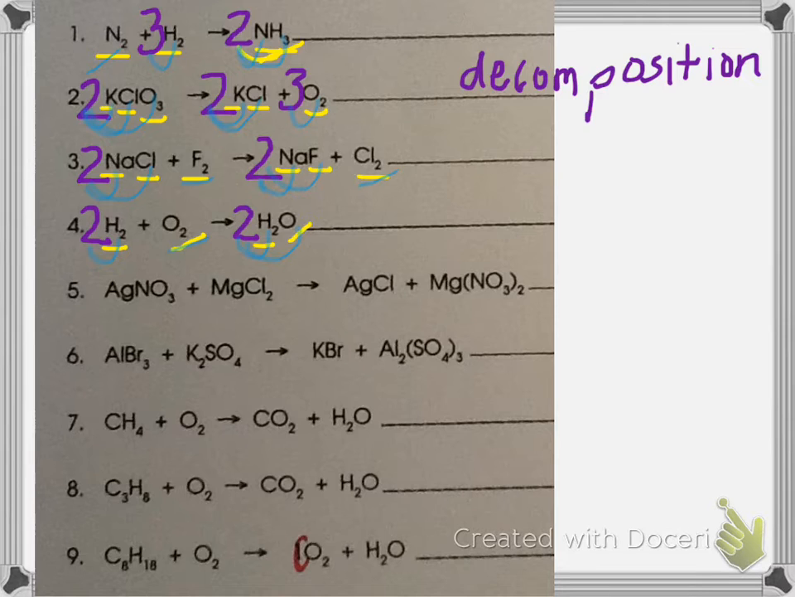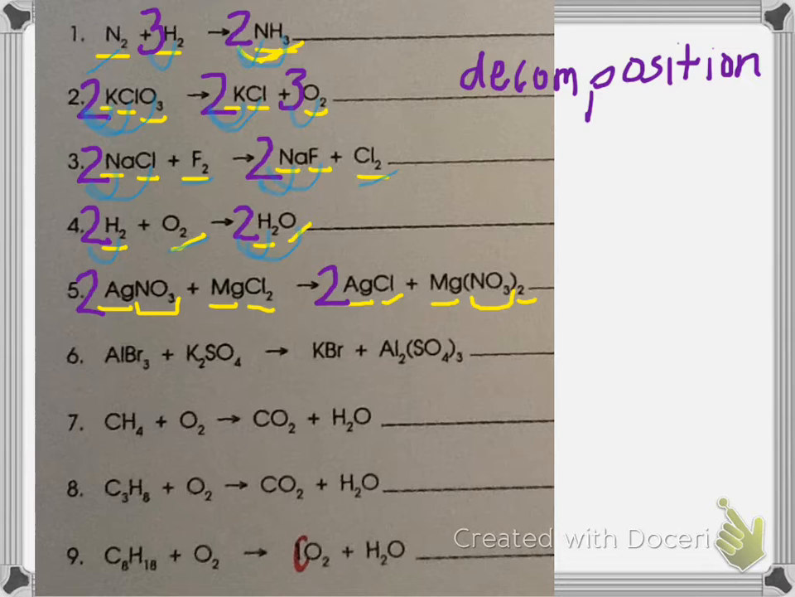Number 5. We have 1 silver and 1 silver. Again, we're going to do nitrate as a group, so we have 1 NO3 here and we have 2 NO3s here. So to balance those, I need a coefficient of 2 in front of silver nitrate. I have 1 magnesium here, and I have 1 magnesium here. I have 2 chlorines here, and I only have 1 here. So I need a coefficient of 2 in front of silver chloride.